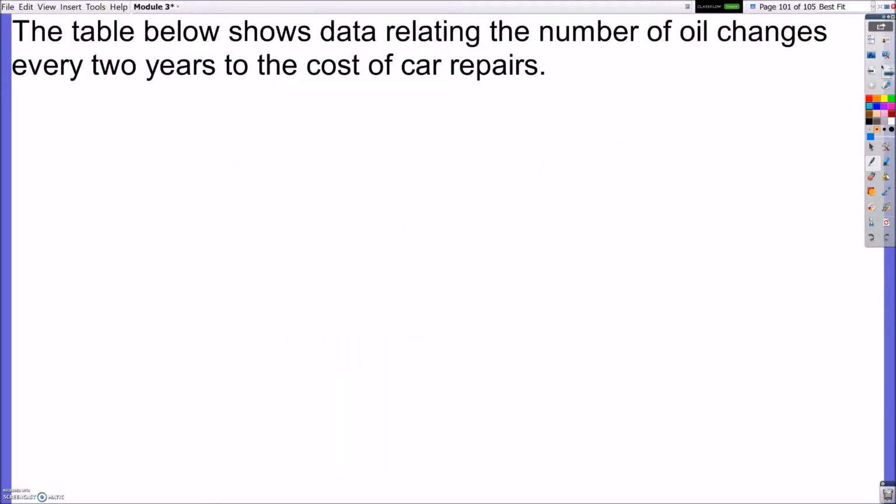So when we look at this, it says the table below shows data relating to the number of oil changes every 2 years to the cost of car repairs. For those of you who don't know, when you have a car, every 3,000 to 5,000 miles you want to get your oil changed. That helps keep your car from breaking down and keeps your engine running smoothly and all that fun stuff.